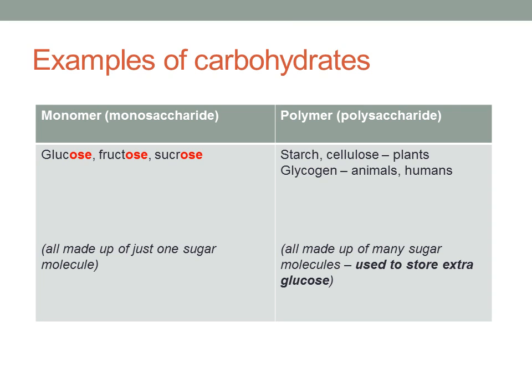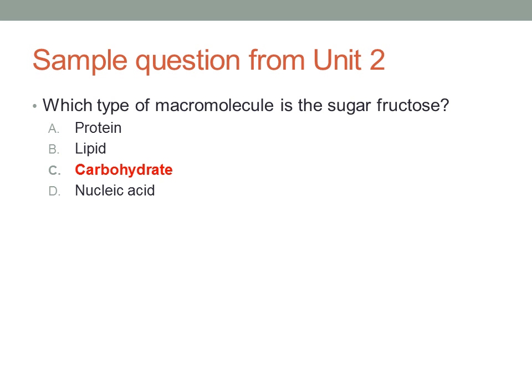So here's the slide that shows you examples of carbohydrates. Anything that ends in OSE tends to be a carbohydrate. So that's a really quick trick you can remember when you're taking the test. So glucose, fructose, sucrose, those are all examples of carbohydrates. So the best answer for this question would be C, carbohydrate. Fructose with the OSE at the end is a form of carbohydrate.